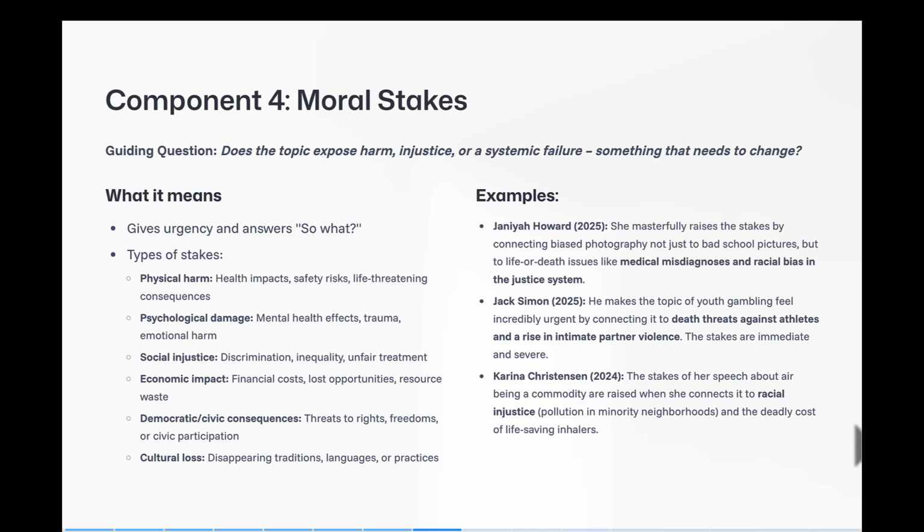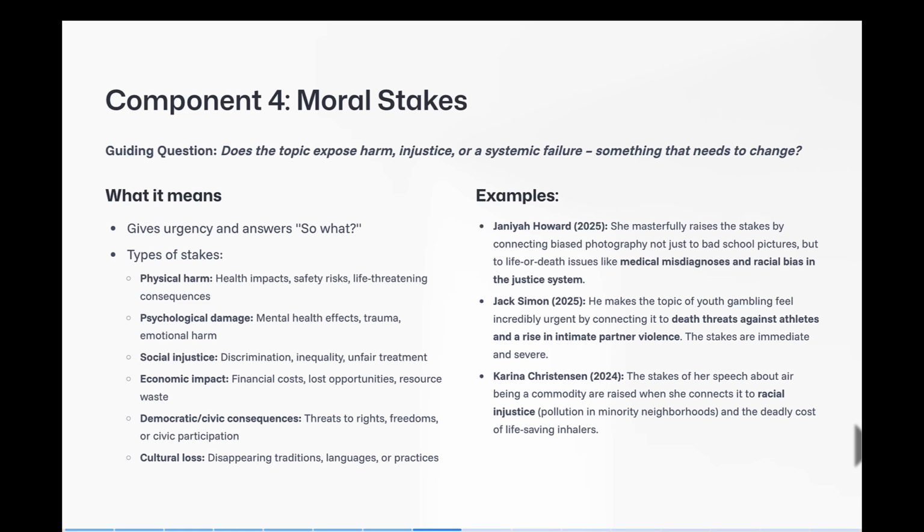Psychological damage, so like mental health effects or trauma or emotional harm. You could have social injustice, so forms of discrimination or unfair treatment or inequality. You could have economic impacts, so financial costs, lost opportunities, resource waste. You could have democratic or civic consequences, so that could be like threats to rights, freedoms, or civic participation. And you could have cultural loss, disappearing traditions, languages, or practices. And I'm sure that there are stakes that I didn't even think of here.